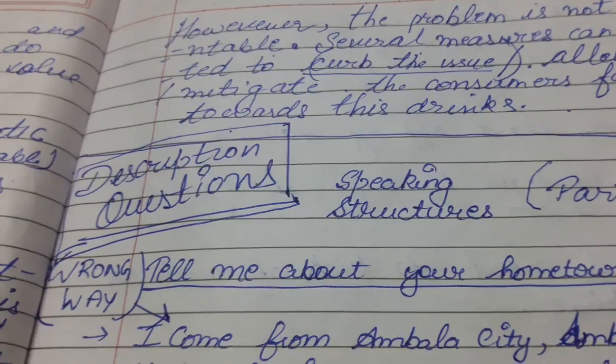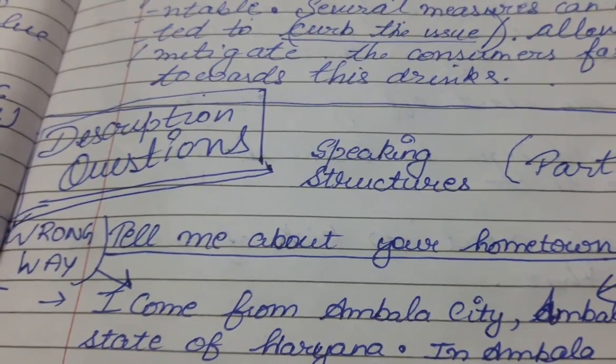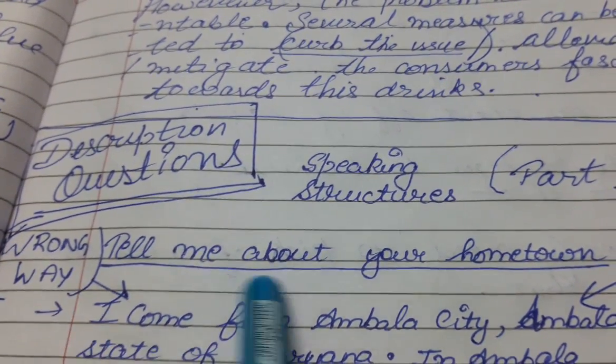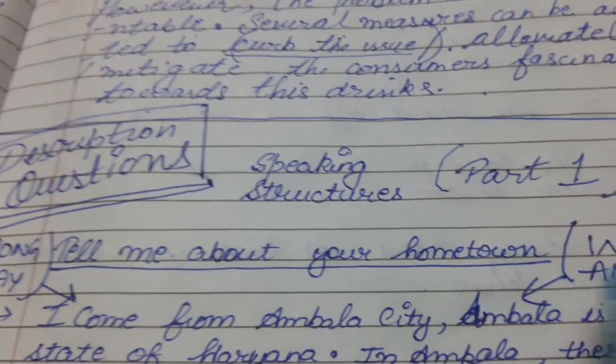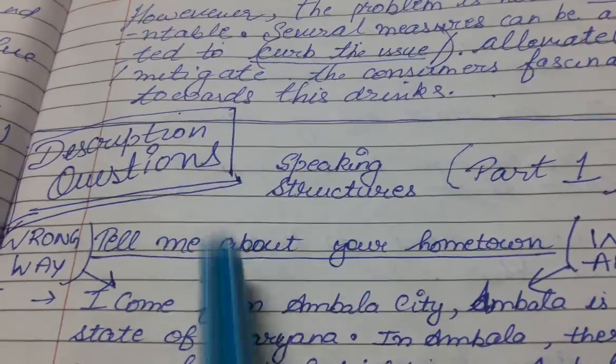For example, the examiner demands the student to describe something. For example, tell me about your hometown. So these are the type of questions. Description questions mean you are supposed to describe anything.